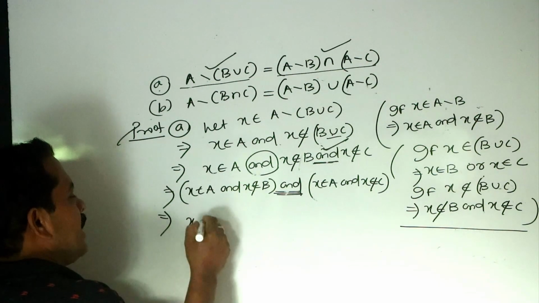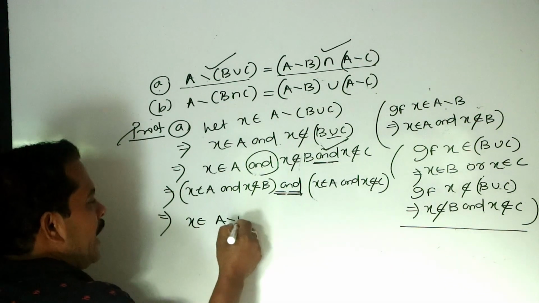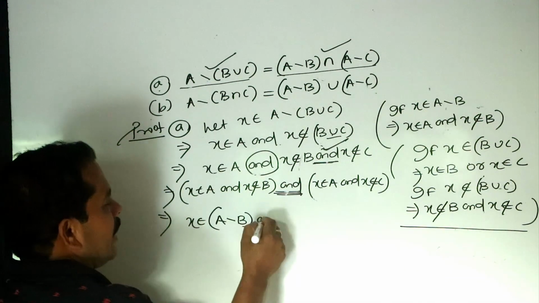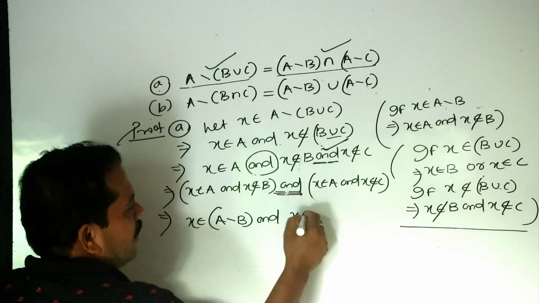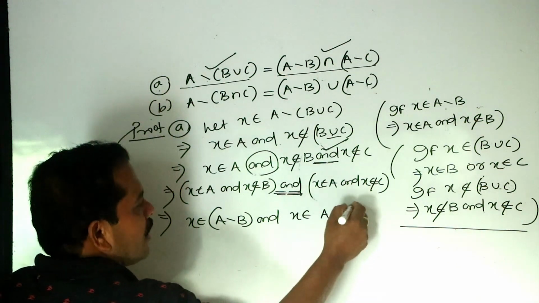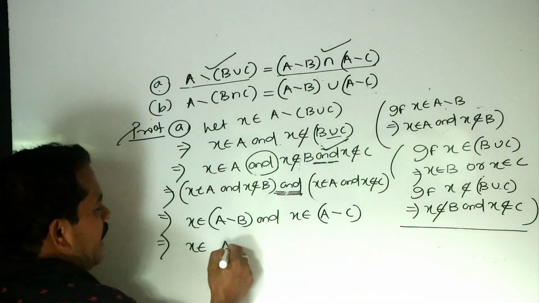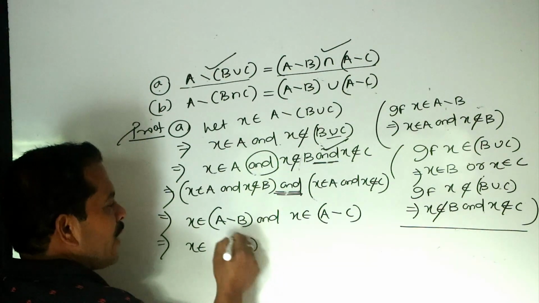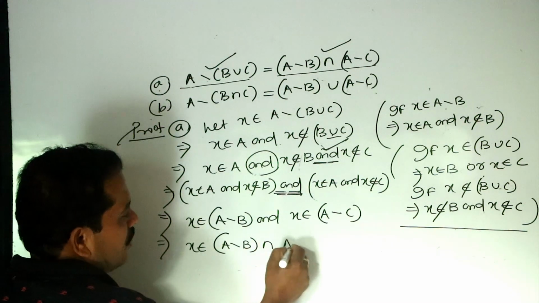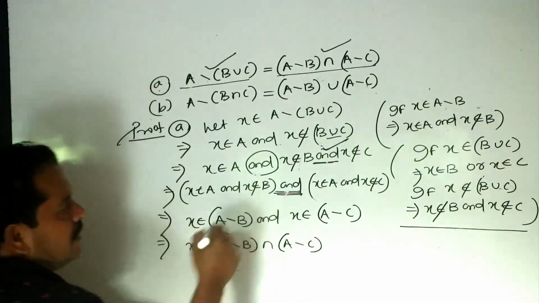This implies X belongs to A difference B and here we write X belongs to A difference C. This implies X belongs to A difference B intersection A difference C.